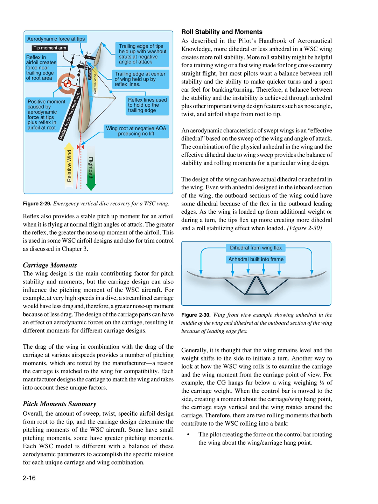More roll stability might be helpful for a training wing or a fast wing made for long cross-country straight flight, but most pilots want a balance between roll stability and the ability to make quicker turns and a sport car feel for banking/turning. Therefore, a balance between the stability and the instability is achieved through anhedral plus other important wing design features such as nose angle, twist, and airfoil shape from root to tip.